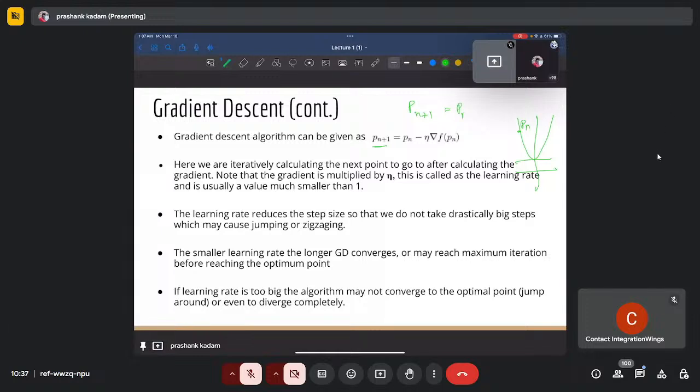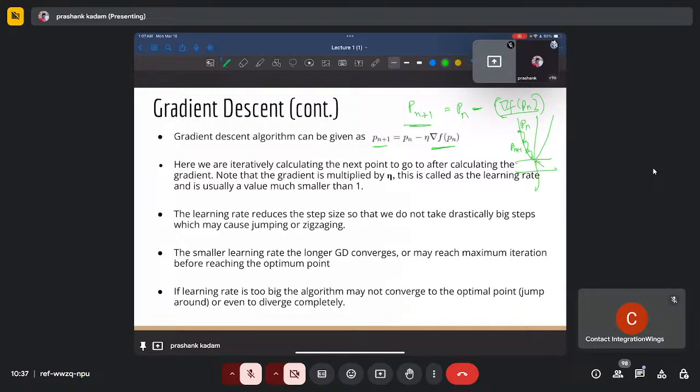I take p of n and I subtract my derivative, whatever derivative value I got, let's call it delta f of p of n, which will give me the step that I need to take. So I reduce that value and I get to p n plus 1, my p n plus 1th point. And then I keep on jumping till I eventually reach here.